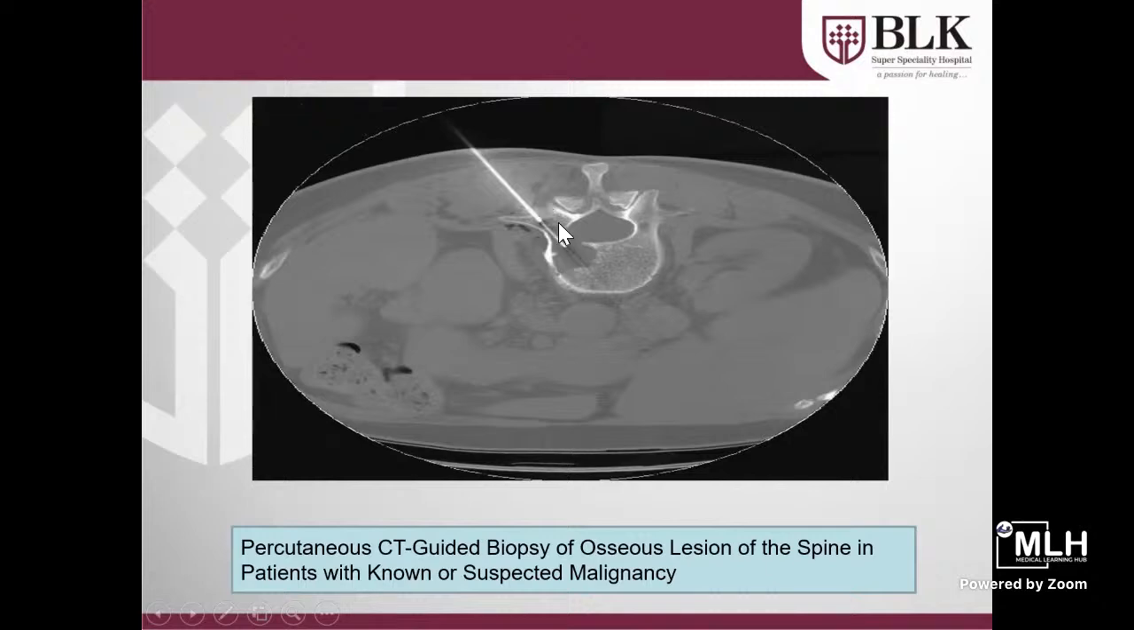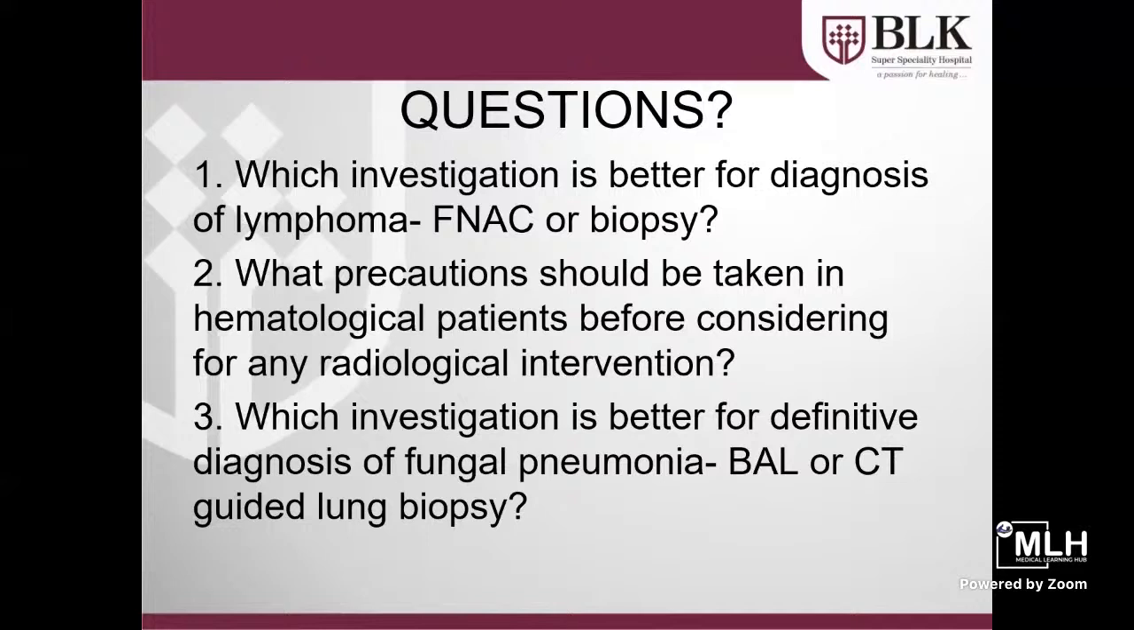So again, a needle biopsy was done, CT-guided, and it showed that there was adenocarcinoma, or there was some cancer which has come to the bones, but from where it has come, that is the primary, we were not able to find the primary from where it has started or begun. So these were the few cases where, as a hematologist, we do need the help of intervention radiologists.